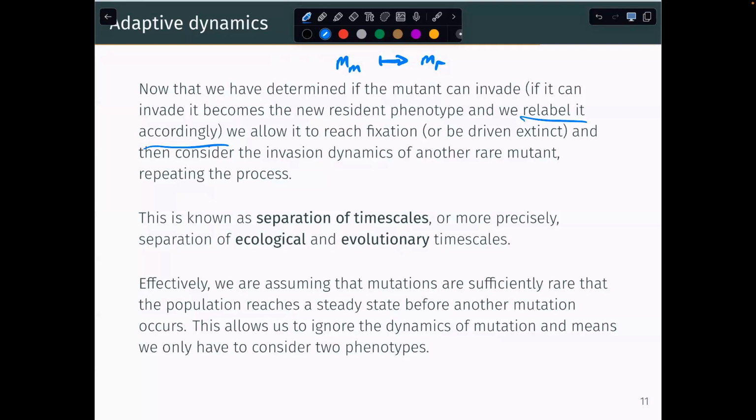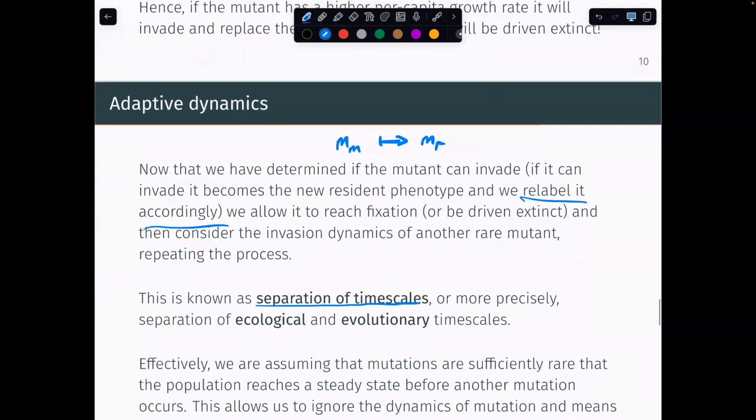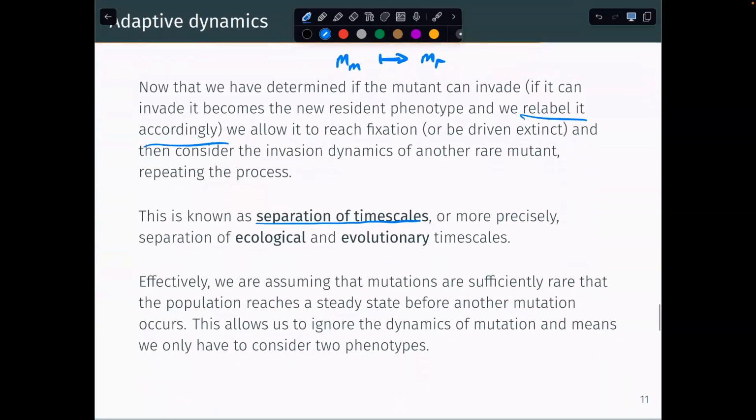So what we're doing here is something known as a separation of timescales. We're separating out our ecological and evolutionary dynamics. When we've got these two types competing, this MM and this MR, because there's no new mutational process going on within this, this is really just ecological dynamics. We've got two sets of individuals, they're competing, one of those will win, one of those will lose. So it's referred to as ecological dynamics. And then the evolutionary timescale is really the collection of all of these rounds of competition between our residents and mutants over many, many, many steps.